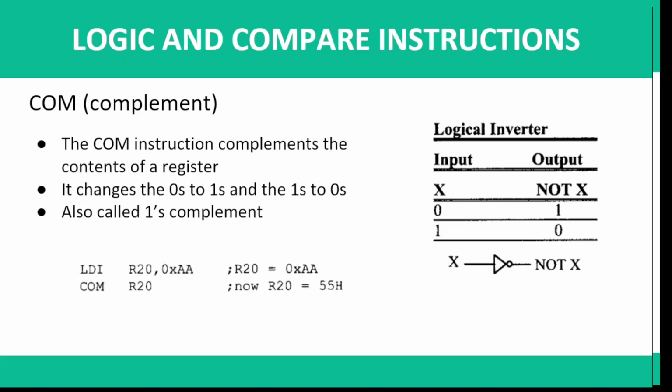And we have here an example. We have 0xAA loaded to R20, and if we complement it, we'll have a value now of R20 equal to 55H. So that is the complement.